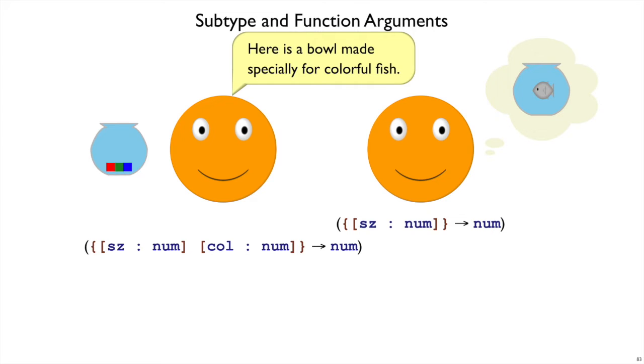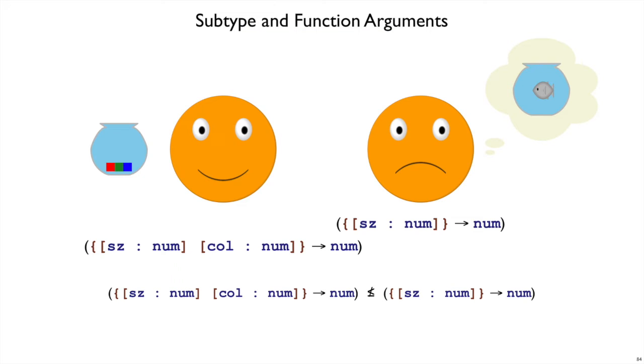Alice says, here is a bowl specially made for colorful fish. It takes a fish that has a color and it monitors the color as well as the size, and combining that information, it tells you how healthy your fish is. Now, is Bob going to be happy with this bowl? No, he's not, because he doesn't have a color fish. This bowl can't monitor his fish's color.